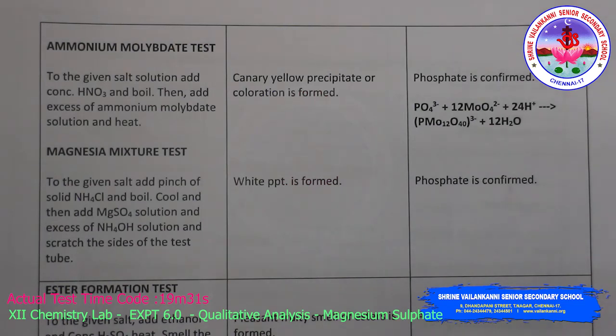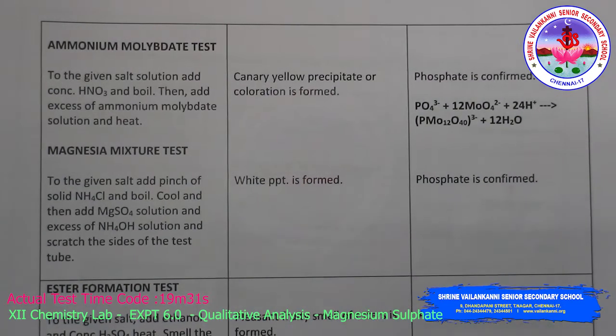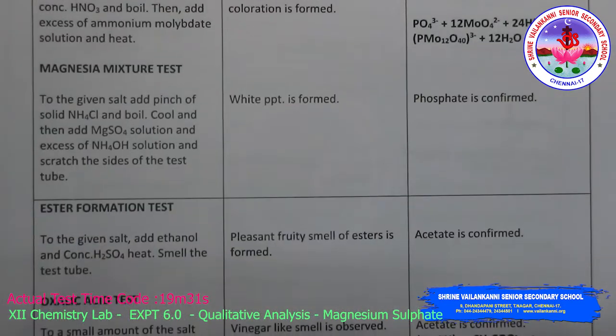Then the magnesia mixture test. Take a pinch of the salt, then add solid ammonium chloride and boil. Cool, then add magnesium sulphate solution and excess ammonium hydroxide solution and scratch the sides of the test tube. A white precipitate is formed, which means phosphate is confirmed.